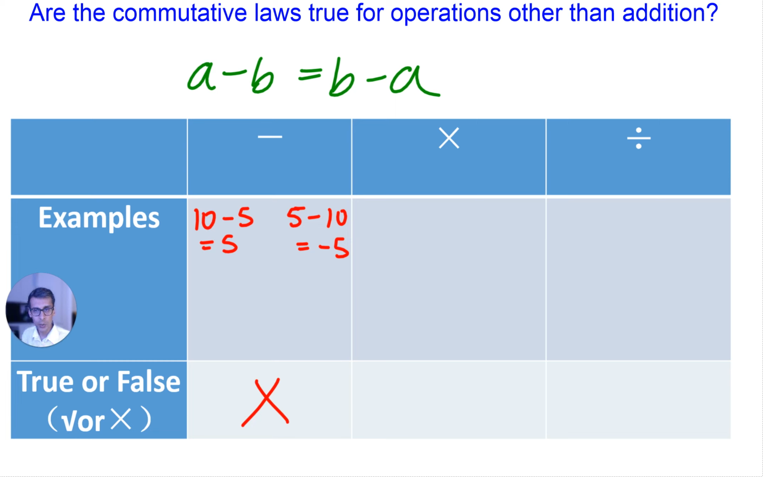I only need to find one example that doesn't work. Much like the previous example about the cow, the moment you see a cow that's not brown, you know the conjecture can't be true. So in this case, we've just proven that the commutative law does not work for subtraction. Can you try to do the same for multiplication and division and see what you get?